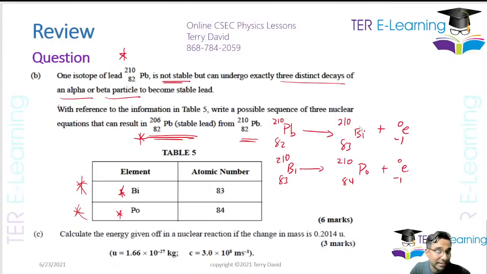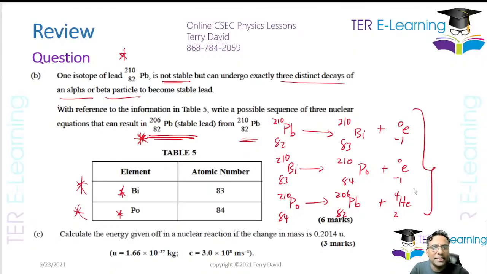Now, I'm still not there as yet. I have to end up with 206. So let's start with polonium now, which is 210, 84. And I'm going to decay again. And let's put an alpha particle here, He 4 2, right? In order for this equation to be balanced, let's see, if I put lead here, and I put 206, and this here could be 82. Right? So this here represents my answer, and look how many marks, 6 marks for this.